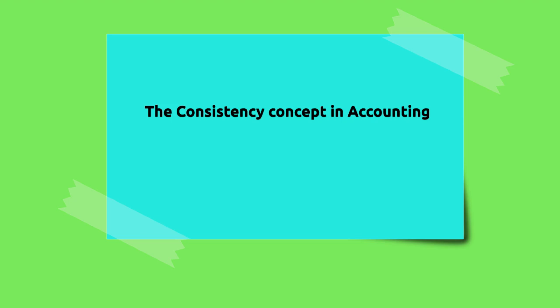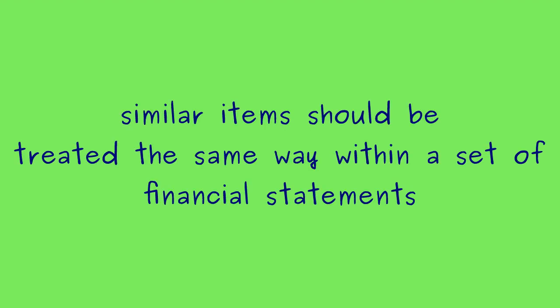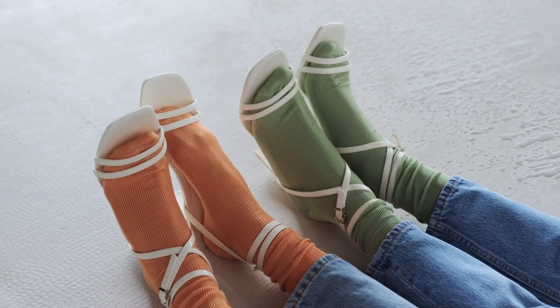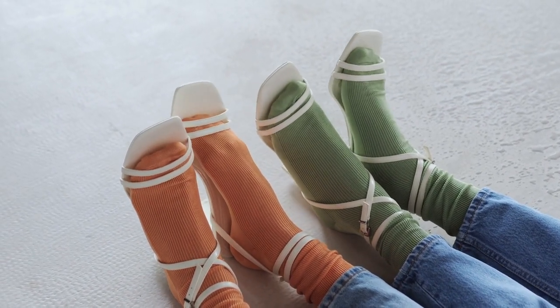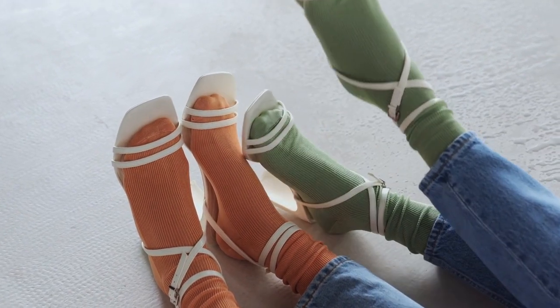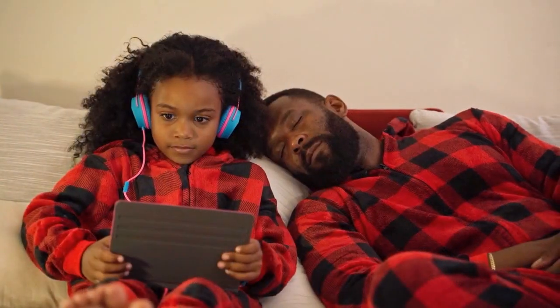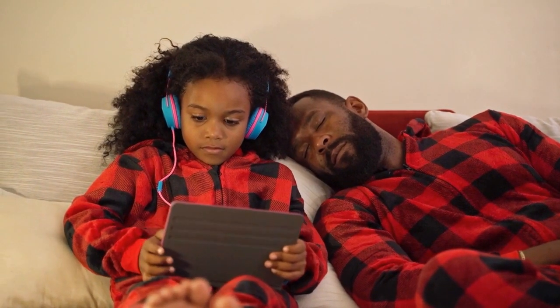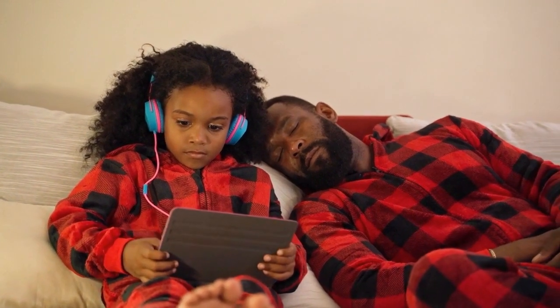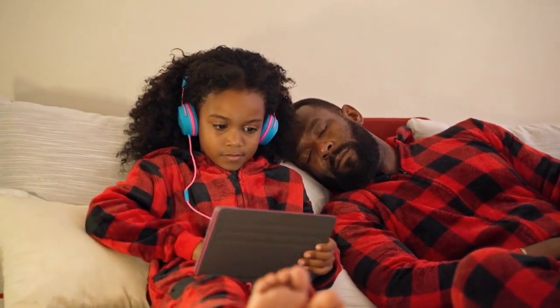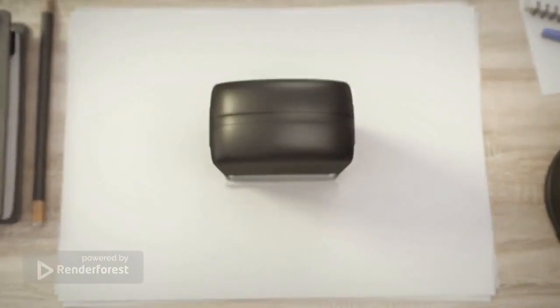The consistency concept in accounting. The consistency concept in accounting means that similar items should be treated the same way within a set of financial statements. It also emphasizes that once a business chooses a particular method of accounting, it should stick with that method from one period to the next unless there is a compelling reason to change. This concept ensures uniformity and makes it easier for users to compare a business's performance over time by preventing constant changes in accounting methods.